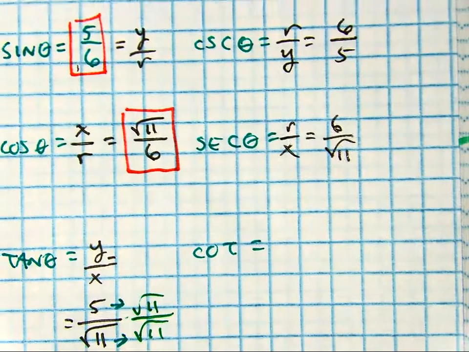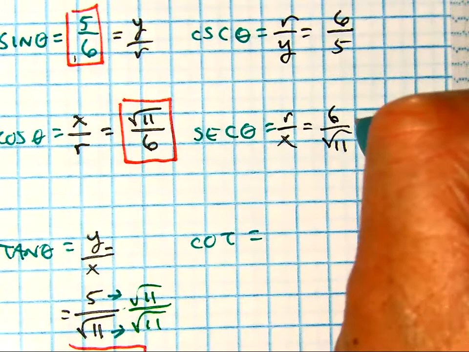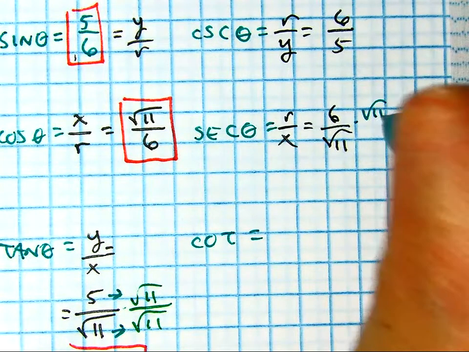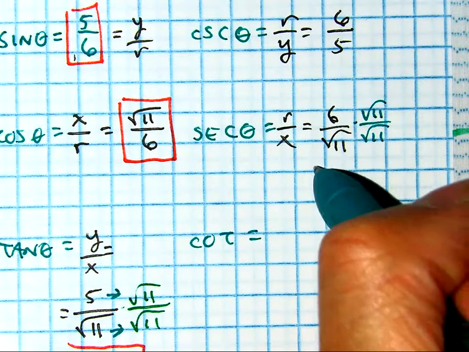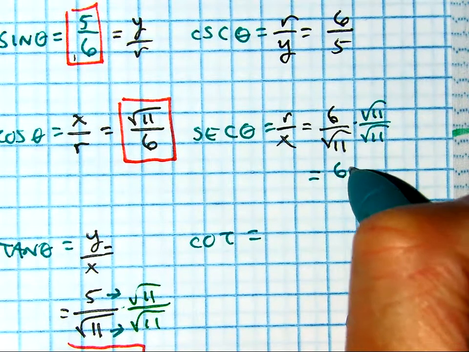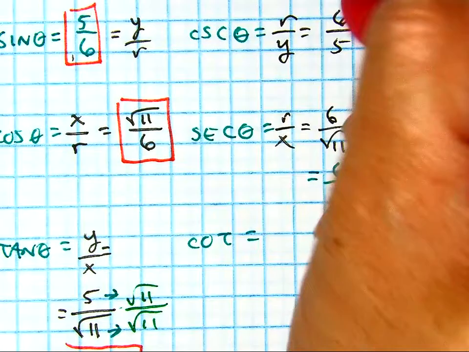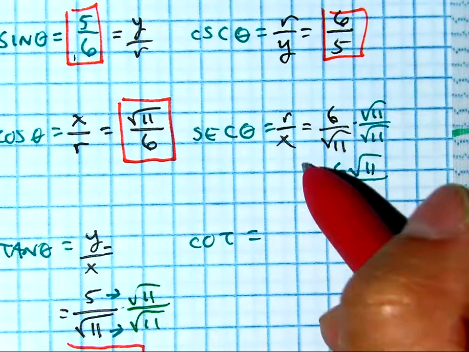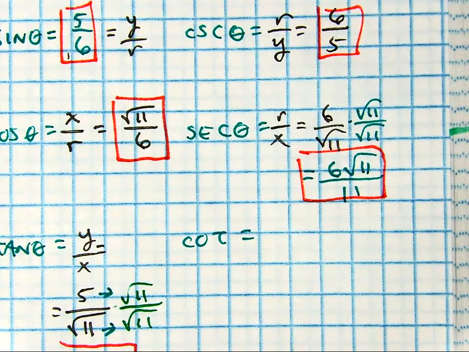And then you're going to have to what? If we rationalize, what do you get as your answer? 6 radical 11 over 11. So I have 6 over 5. And then cotangent is which two letters?